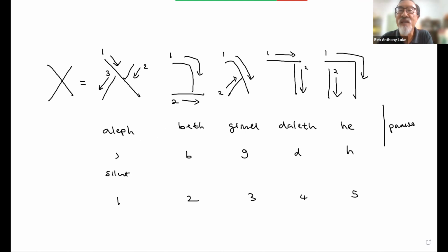Okay. Aleph, Beth, Gimel, Daleth, Hey. In terms of sound: silent, B, G, D, H. Okay, so you got the first 5. Aleph, Beth, Gimel, Daleth, Hey. So group it in the group of 5 and get the rhythm.